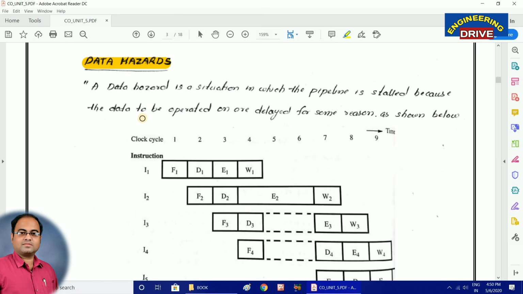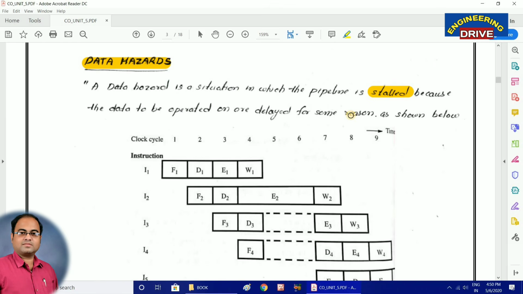First of all, what type of problem can occur in a pipeline? Let us see the definition first. A data hazard is a situation in which the pipeline is stalled because the data to be operated on are delayed for some reason, as shown below. My dear students, what is a data hazard actually? It is a situation in which the pipeline is stalled.